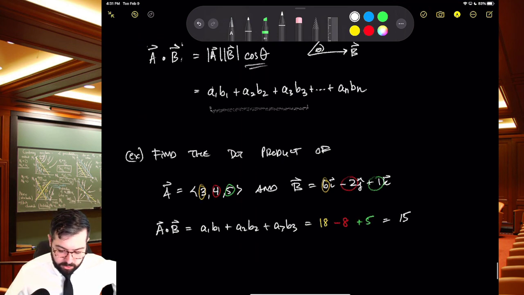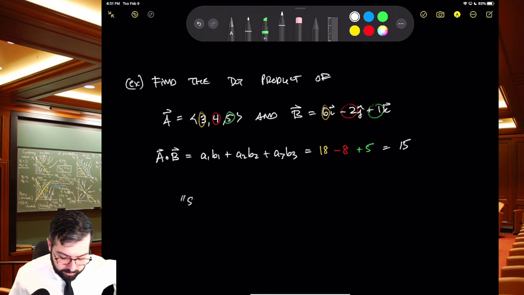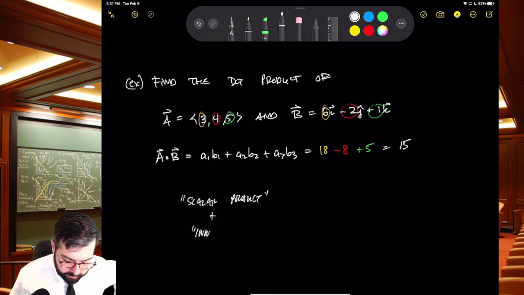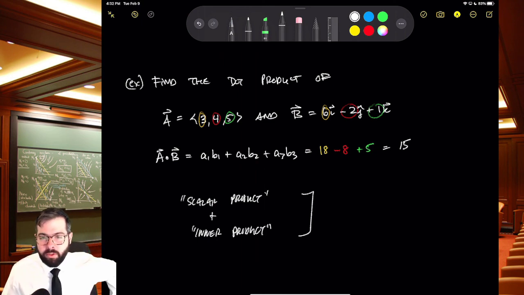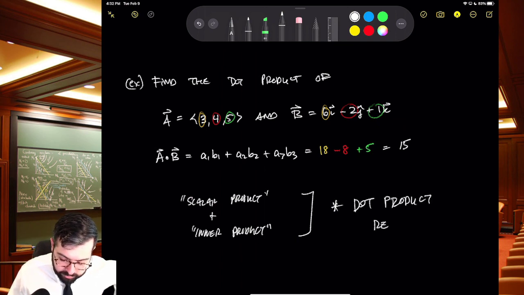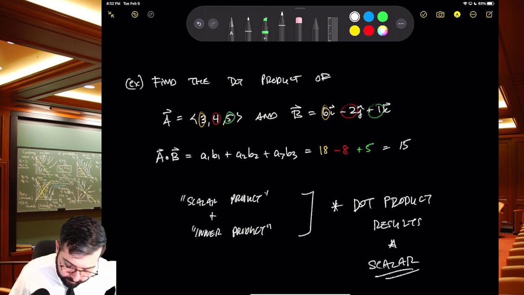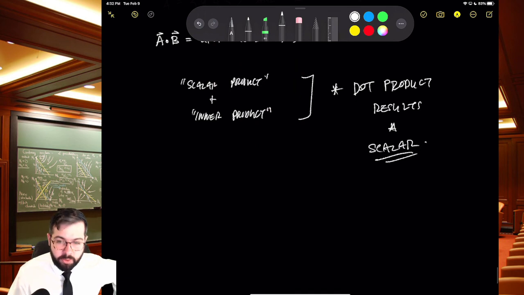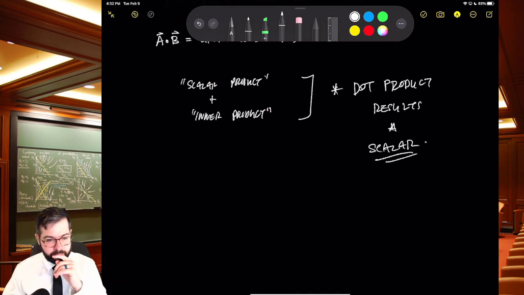Okay? So this is why it's also called the scalar product. And the inner product is another name for it. It's the more general name for this operation. It's very, very important to note that the dot product results in a scalar. Okay? And we use the dot to represent it.